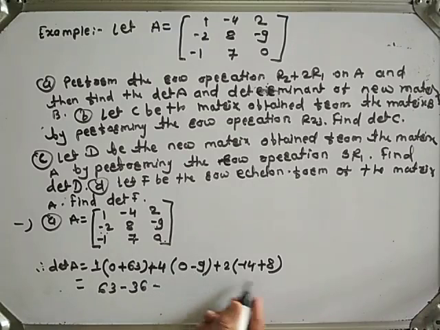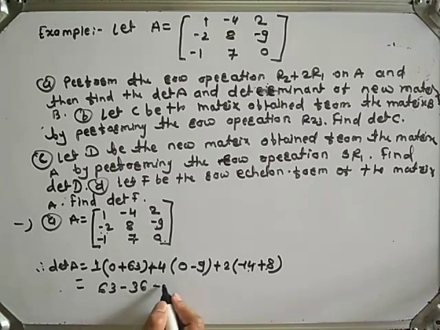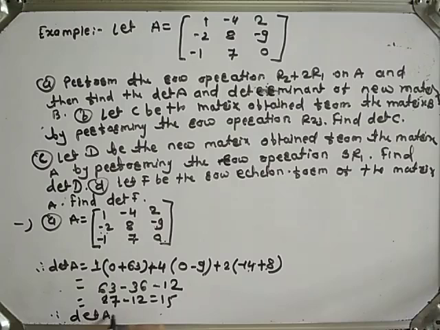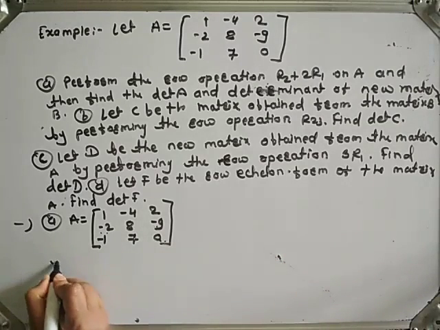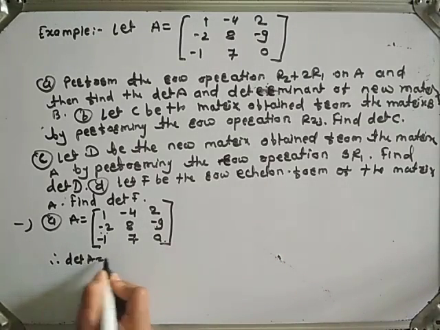This is minus 14 plus 8 is minus 6, so here is minus 12. Okay. 63 minus 36 is 27 minus 12, which is equals to 50. So determinant of A is equals to 50. Okay. So here just write down determinant of A is equals to 50. Okay.